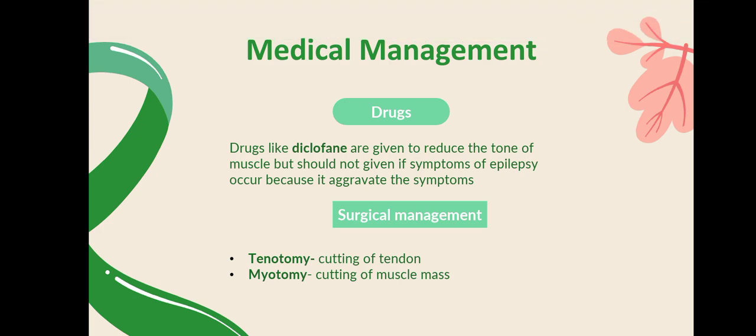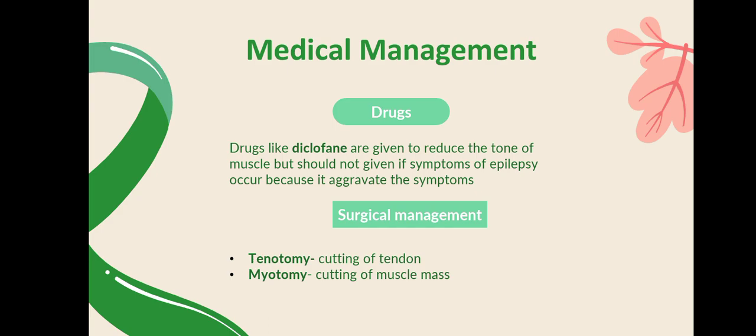Next comes the medical management of the disease. First is the drug. What drugs are we going to give to the patient suffering from CP? For example, diclofenac is a drug given to the patient in order to reduce the hypertonicity in the muscle. But as we have discussed in the clinical presentation, one of the presentations of the patient suffering from CP is epileptic disorders. Epileptic seizures can also occur in the patient. So if the person complains of epileptic seizures, then diclofenac is not given to the patient because it can exaggerate the condition rather than relieve it.